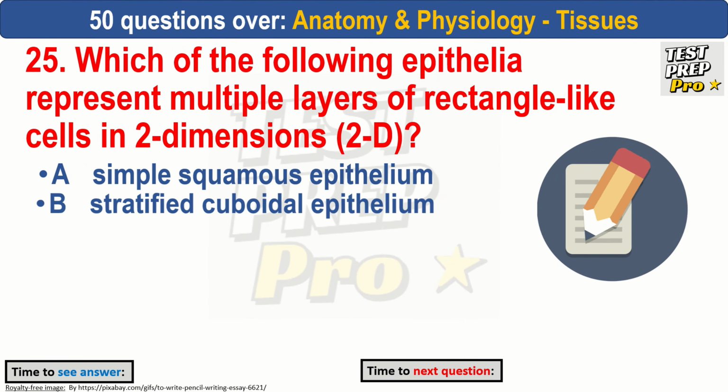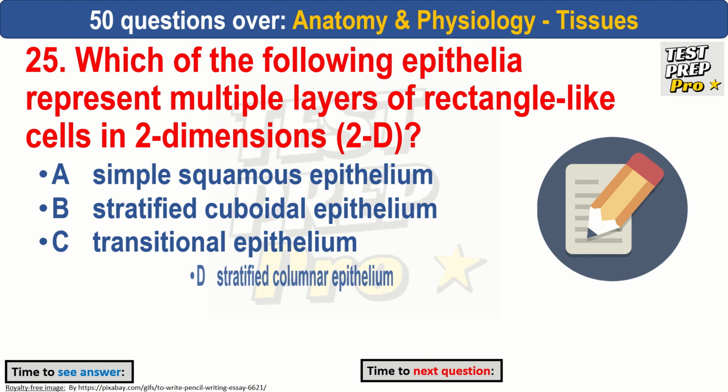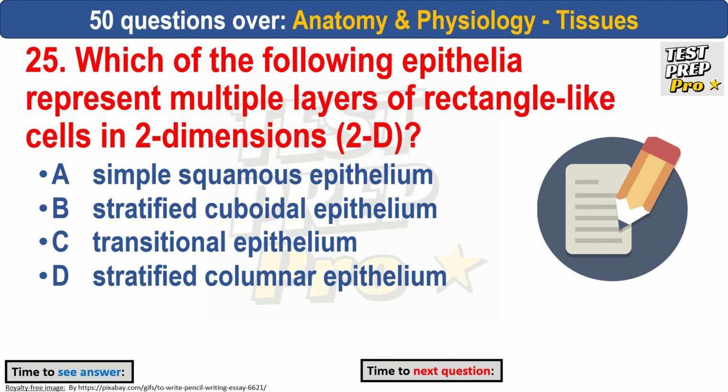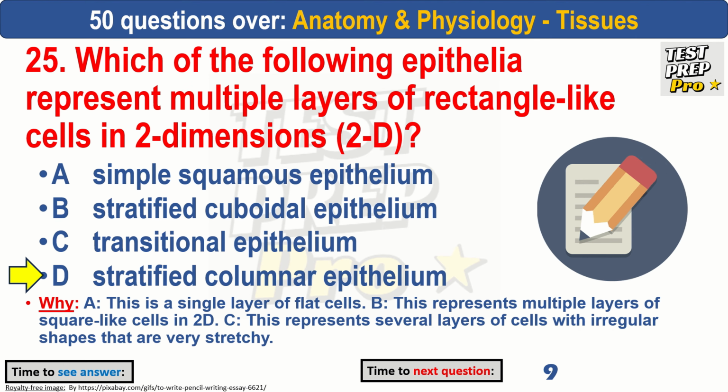Which of the following epithelia represent multiple layers of rectangle-like cells in 2 dimensions? Is it simple squamous epithelium, stratified cuboidal epithelium, transitional epithelium, or stratified columnar epithelium? The answer is stratified columnar epithelium.